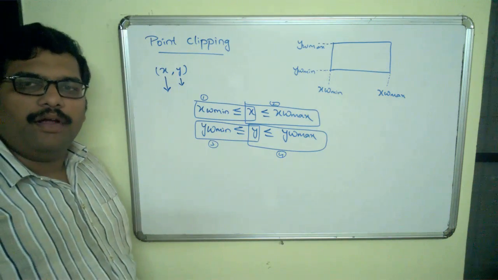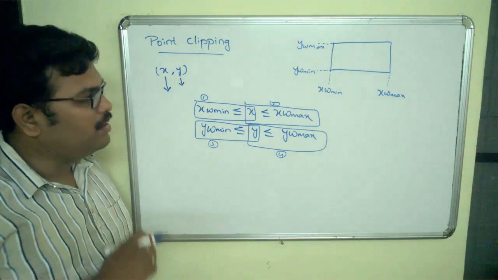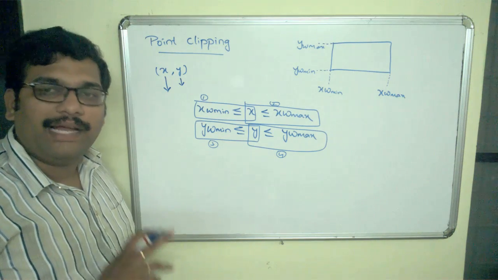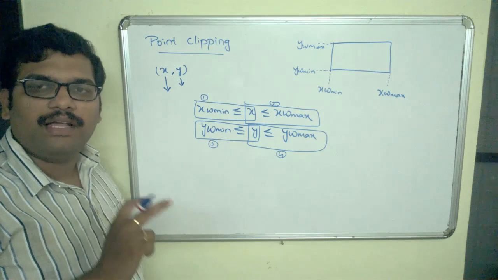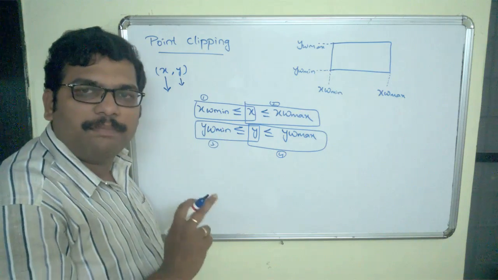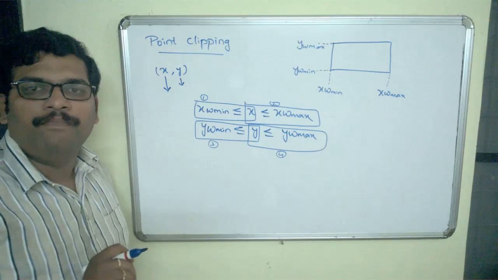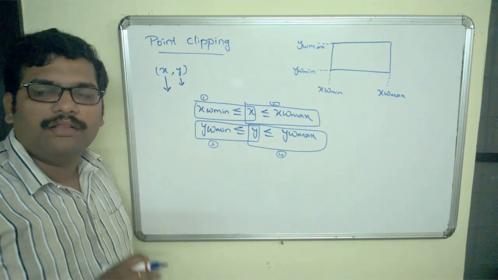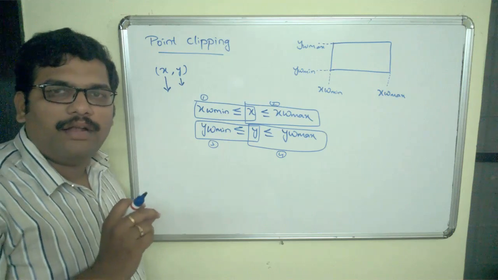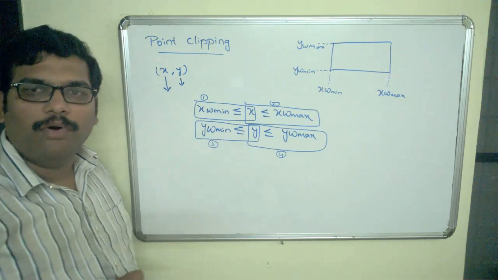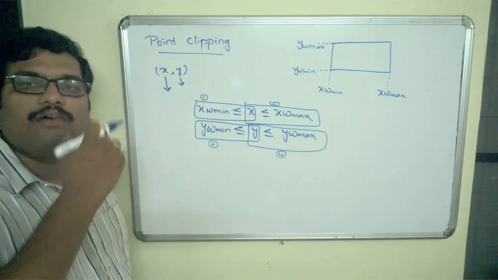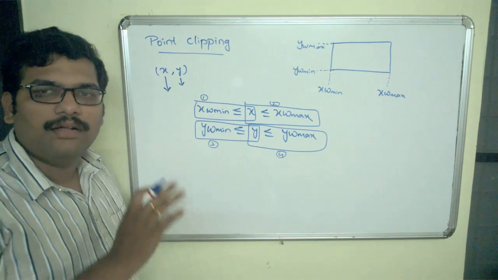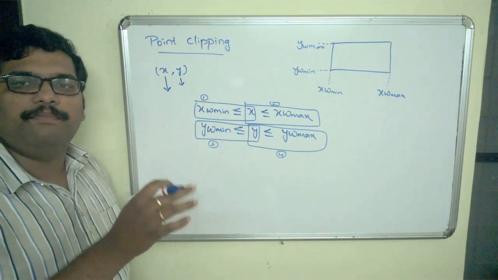For any given point, all these 4 conditions should be satisfied. Then only does the point lie within the window boundaries. That means we should consider that point. And if any one of the conditions is not satisfied, that indicates the point is outside the window boundary. That means it lies outside the window. So we have to discard that point. That means we have to clip that point.